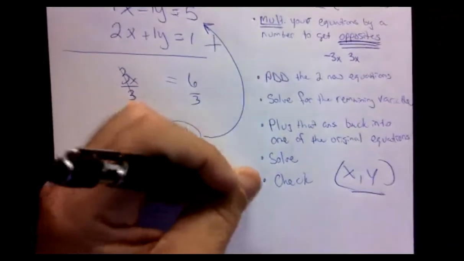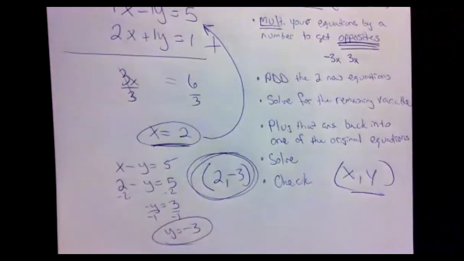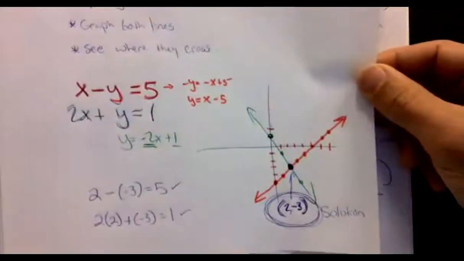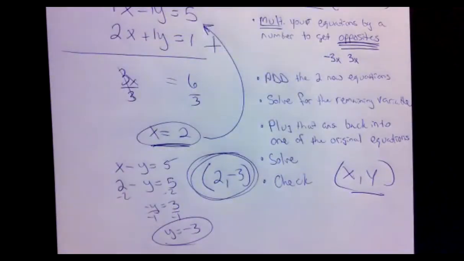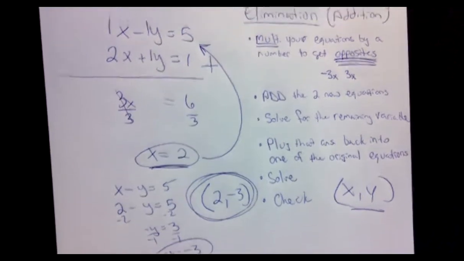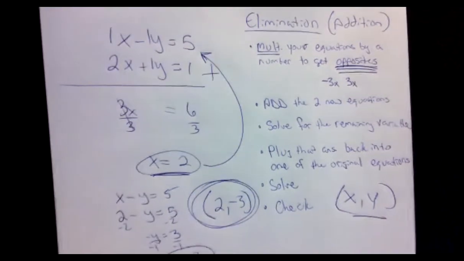My solution is the coordinate (2, negative 3), which is exactly what we got whenever we did the graphing. Same system, same solution, just a different method. And again, this method is the one that most people tend to do. It's the most straightforward. I will show you the other two methods. Really, we'll just talk about one within this section, but 6.3 talks about a whole other way of solving that's really out of the box.